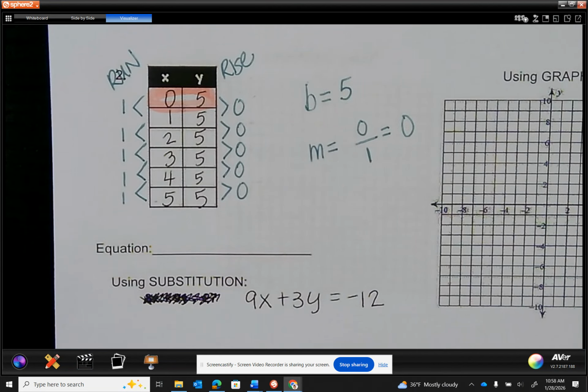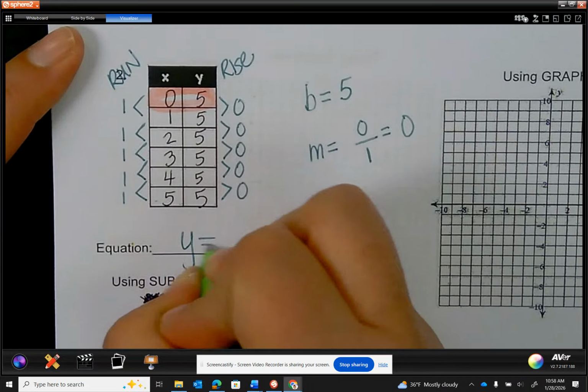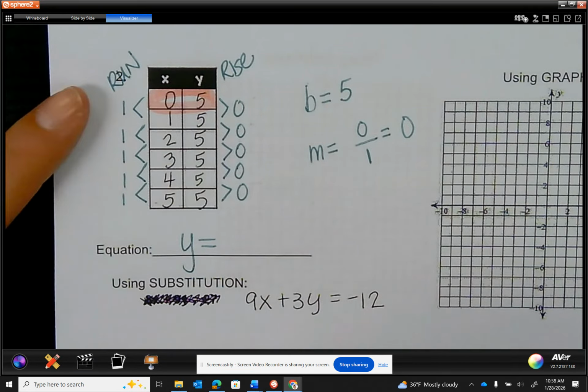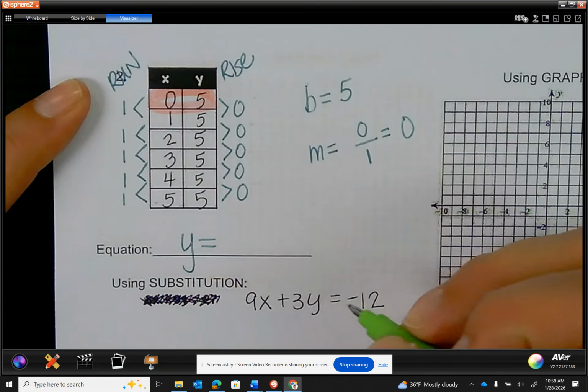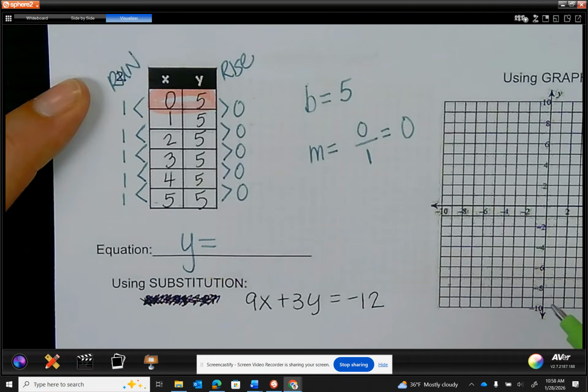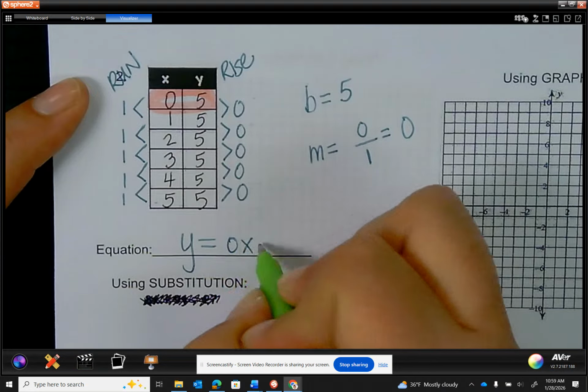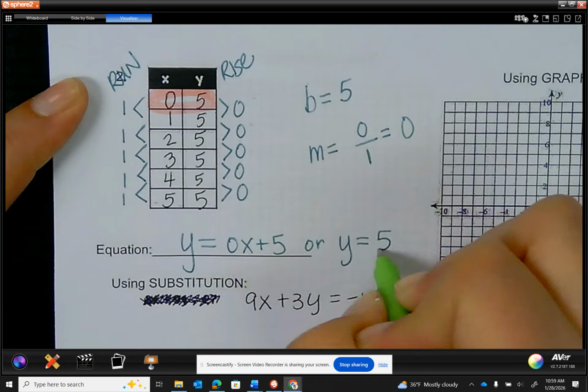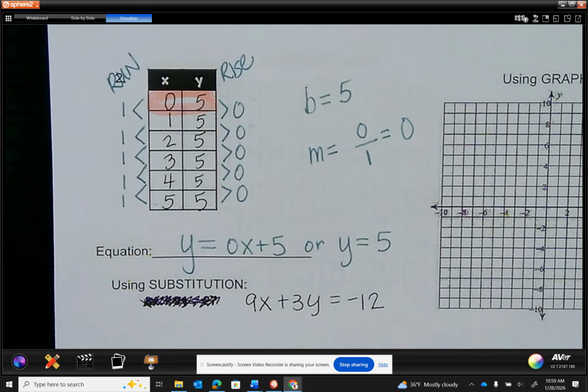Now that we have these two pieces of information, we can write our equation. Anybody know what the equation is, knowing that it is 5 and 0? Just y equals 5? But what's our slope? 0. So I can have 0x plus 5, or simply y equals 5. Remember, lines that have a 0 slope are horizontal flat lines.